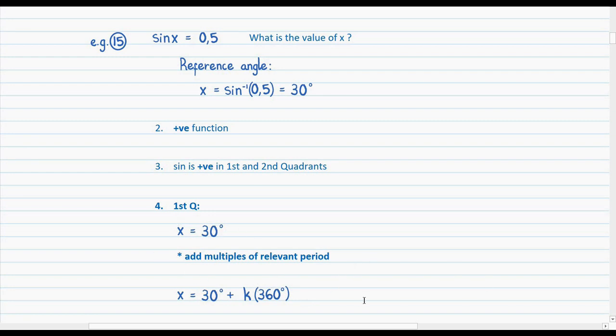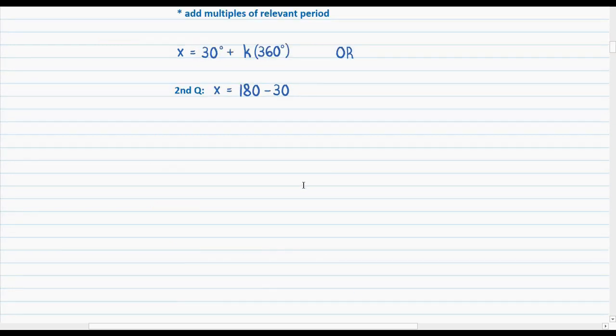Then the other possible general solution is in the second quadrant. And in the second quadrant, the rule is 180 minus reference angle theta. So this would be 180 minus 30, meaning 150 degrees, which is the second possible solution. Then to finalize it as a general solution, you again repeat this extra step of adding multiples of the period for the function. We can think of this extra step as a fifth step added onto the previous 4 from earlier on.